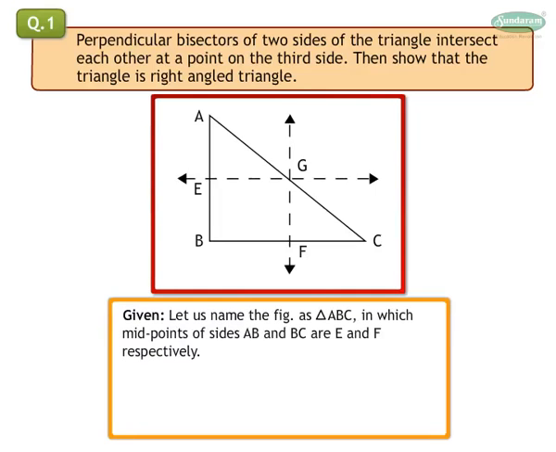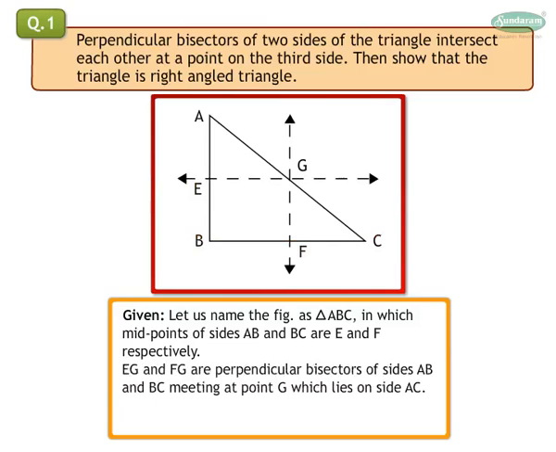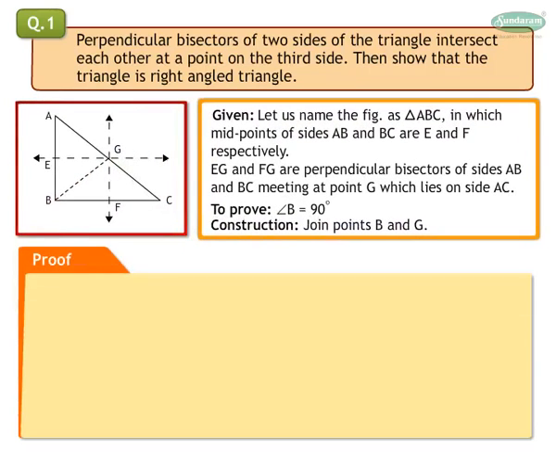Solution. Let us name the figure as triangle ABC, in which midpoints of sides AB and BC are E and F respectively. EG and FG are perpendicular bisectors of sides AB and BC meeting at point G, which lies on side AC. We have to prove that angle B is equal to 90 degrees. Let us join points B and G. Let us see the steps of the proof.